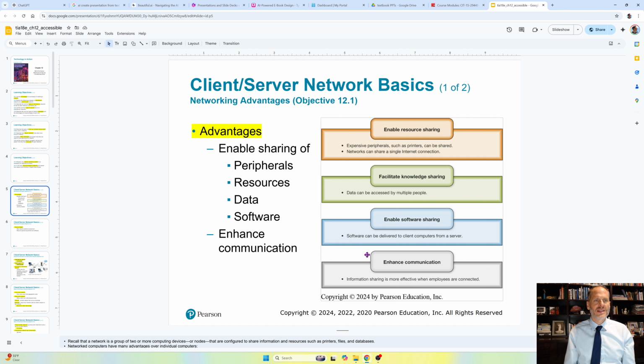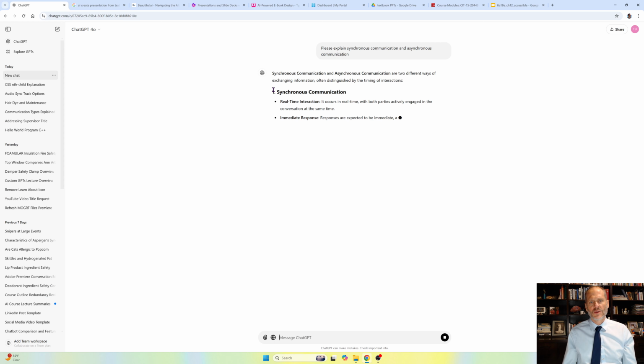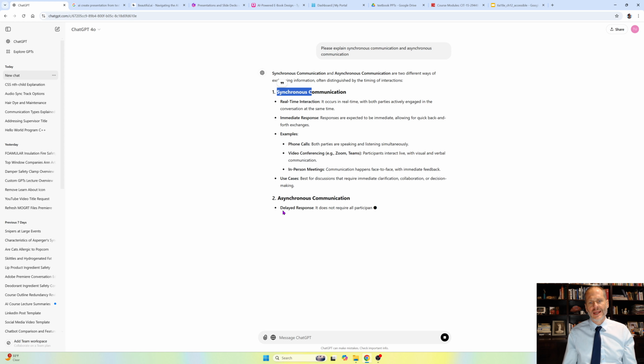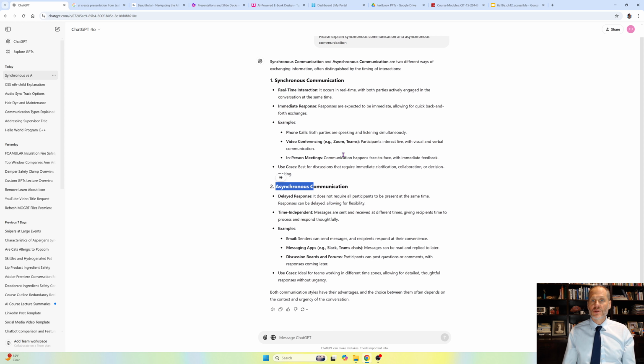A couple of interesting things to know about sharing information is that when we communicate, we have both asynchronous and synchronous communication. So please explain synchronous communication and asynchronous communication. Those are two types of communication. Synchronous means it happens at the same time, and asynchronous means it happens at different times. Synchronous communication would be like a phone call where you're talking in real time, or a video conference where you're talking in real time. You're syncing, right? It's real time.